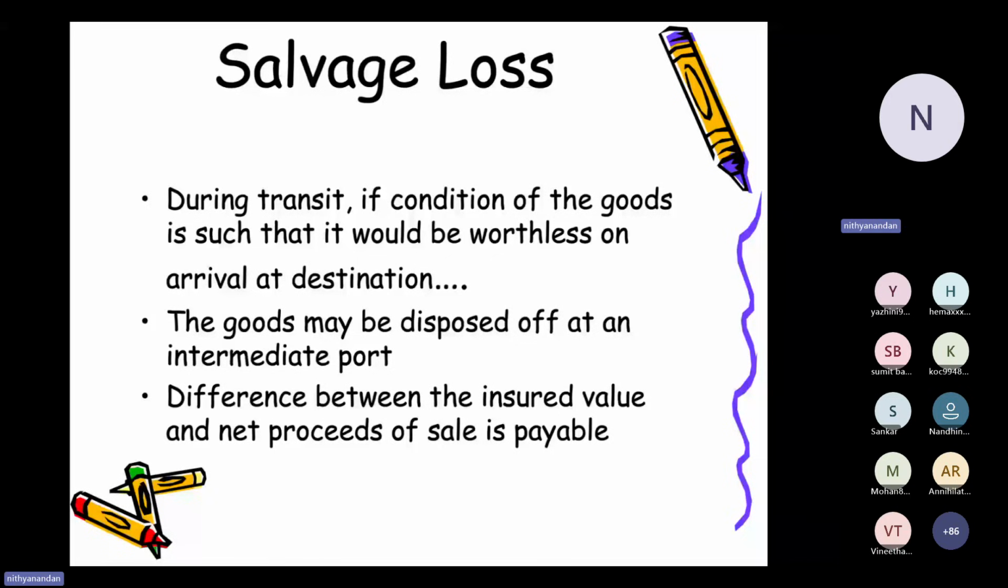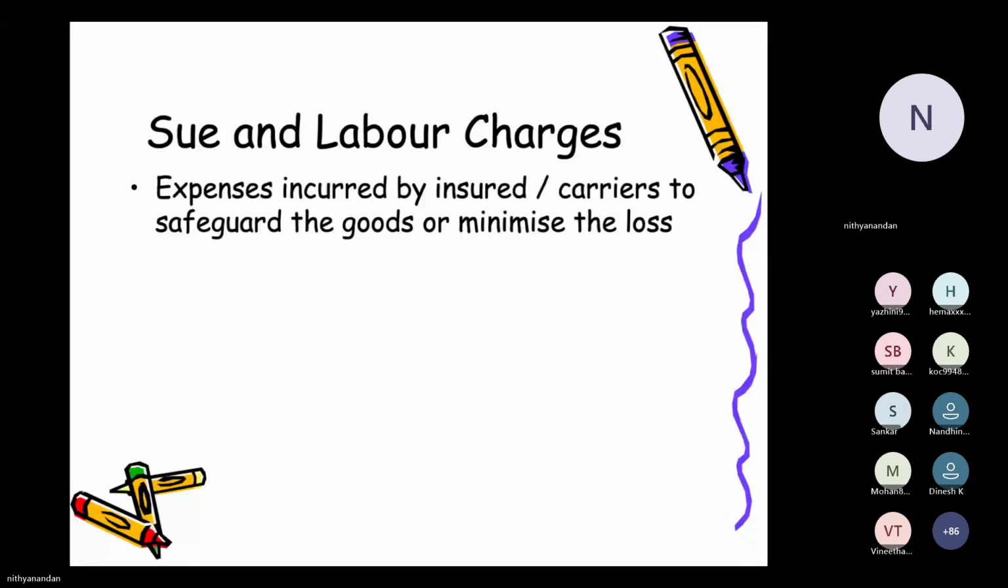Right? So what is the claim payable? Claim payable is the difference between the sum insured and the sale proceeds, the amount for which it was sold in the market. That is the claim payable. Okay.